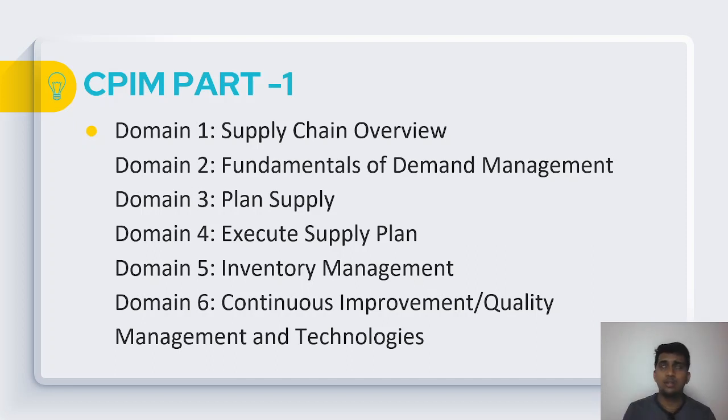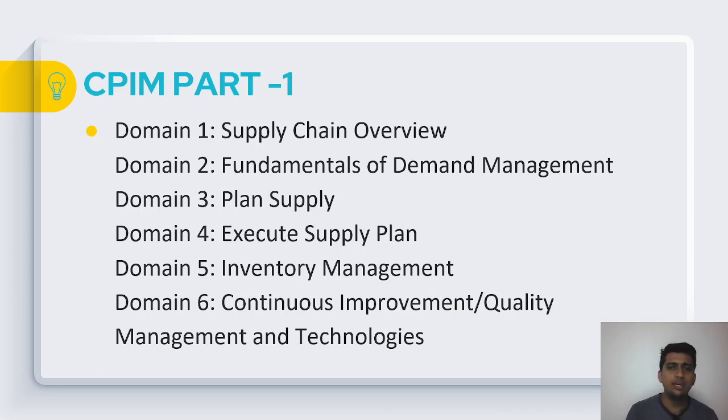Before we get into this, let me also explain how part 1 and part 2 differ. Part 1 is almost 50% of the syllabus in terms of quantity as well as depth. When you buy the hard copy of CPIM study material, CPIM part 2 will have two books, and CPIM part 1 will be almost half the size compared to part 2. And even on the difficulty level of the exam, part 1 is very easy compared to part 2.